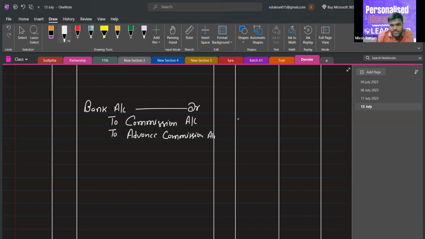Half of this is income and half of this is a liability because it is received in advance. So of the 20,000, 10,000 is income for us, 10,000 is liability.